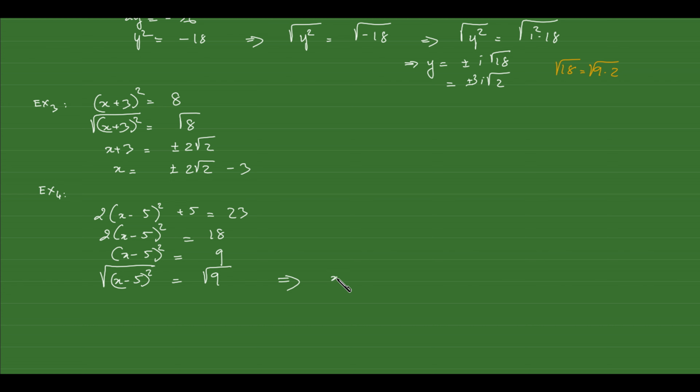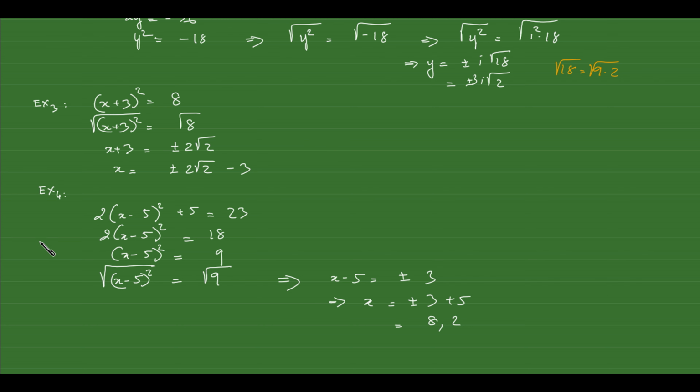So right now you have x minus 5 equals plus or minus 3. So your answer will be x equals plus or minus 3 plus 5, which gives two answers, 8 and 2. There you go. So x equals 8, x equals 2.